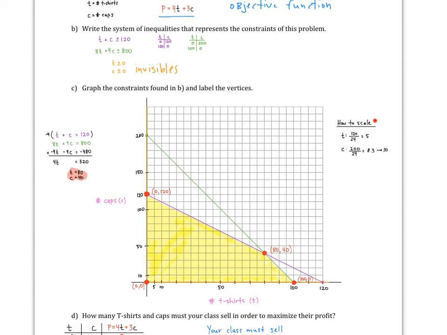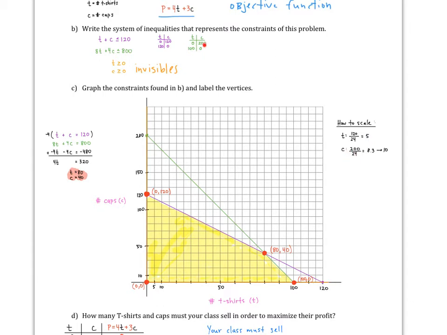Okay, my t's, the highest I go for t's is 120. So I'm going to take 120, I'm going to divide it by the 24 squares that there are, and it comes out to be an even 5. So I know each tick mark on my t's is going to go up by 5s.